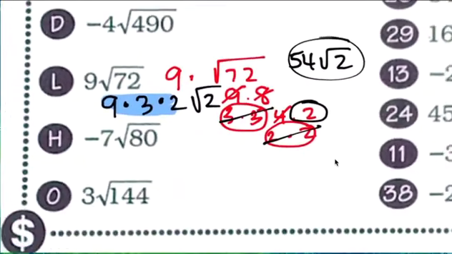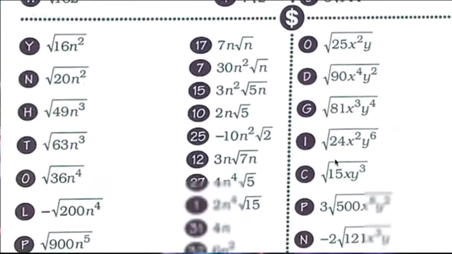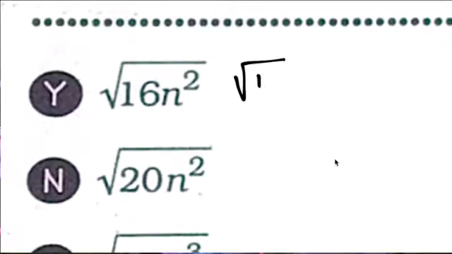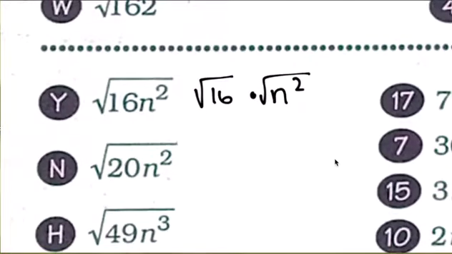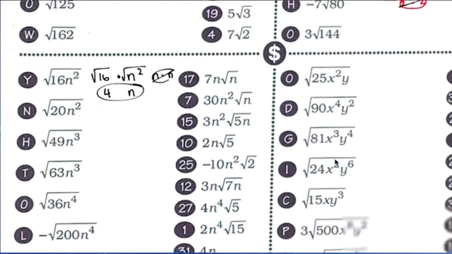So that's how you do these, okay? So same thing happens when you have variables. You basically have two problems, square root of 16 times square root of n squared. This is n times n, you have a pair of them, so the answer is n with no square root left. Square root of 16 is a perfect square, that's 4. So your answer is 4n, okay?